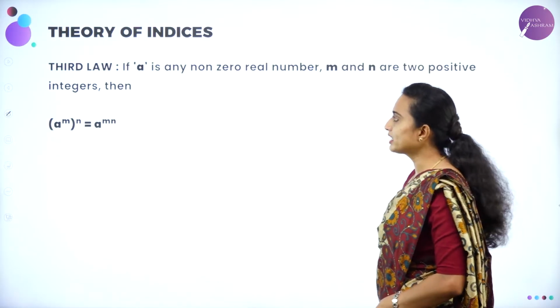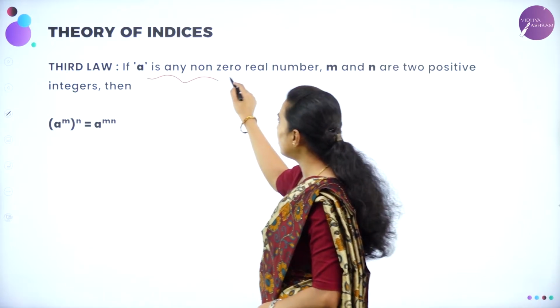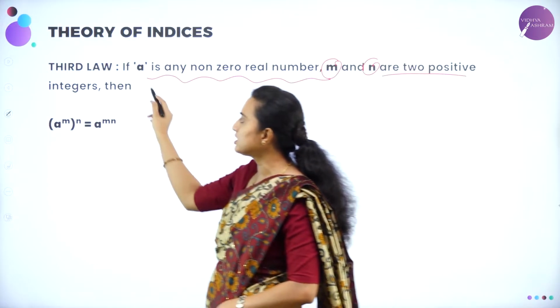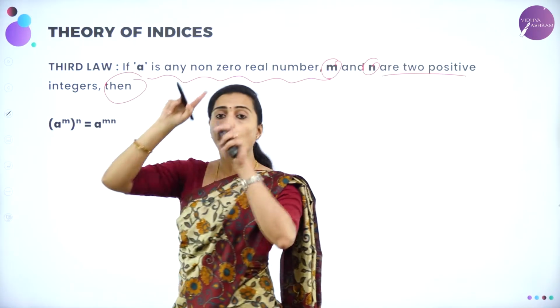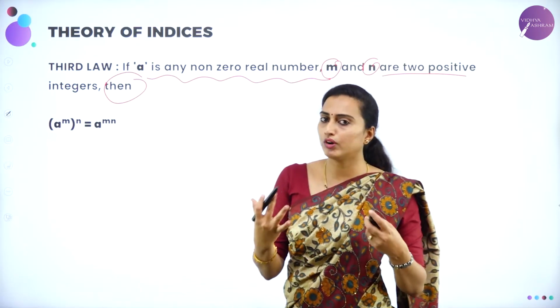Understood? So next we'll be moving on to the third law. What is the third law? If a is any non-zero real number, m and n are two positive integers, then a power m whole power n can be written as a power mn. So what will be the proof?